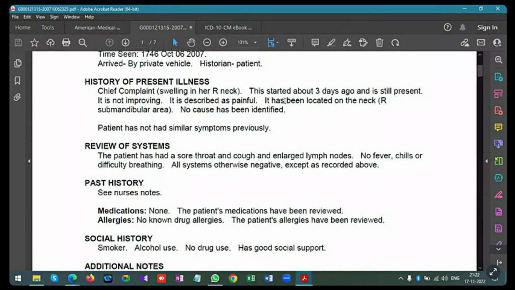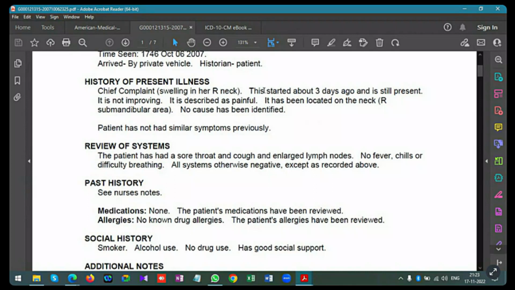What does it mean? It will explain when the complaint has started, when it has been improving, and what are the measures you have done at home, as well as where is the location of your pain. Such information will be there in the HPI.